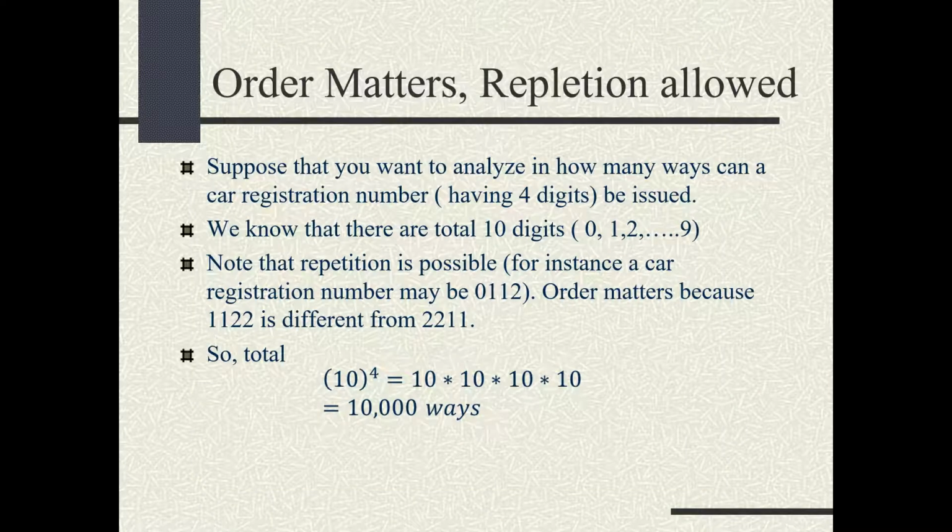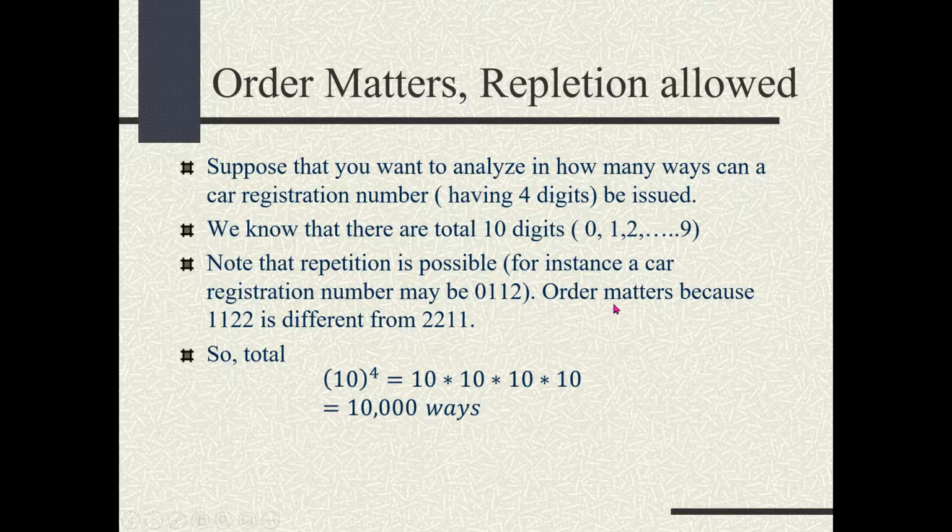Okay, so proceeding further, suppose you want to analyze in how many different ways a car registration number having 4 digits can be issued. We are assuming that the car registration number consists only of 4 digits. We know that there are a total of 10 digits, 0, 1, 2, and so on till 9. And we know that repetition is possible. For example, a car registration number could be 1112. And order matters, because a registration number of 1122 is different from registration number 2211. So it means that repetition is possible and order matters.